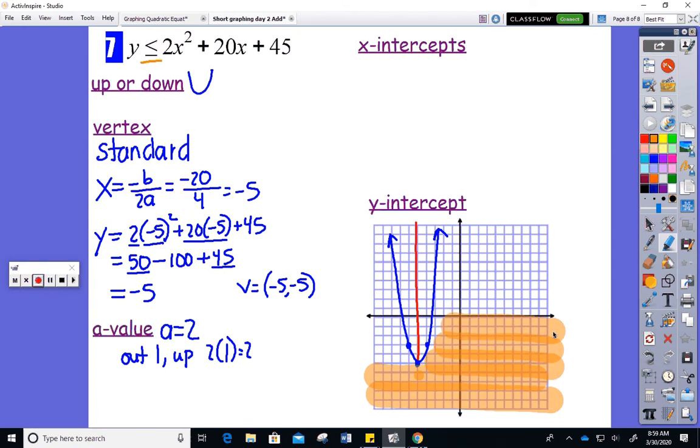Oh, this kind of looks nice this time. Oh, maybe I didn't make it look so nice just then.